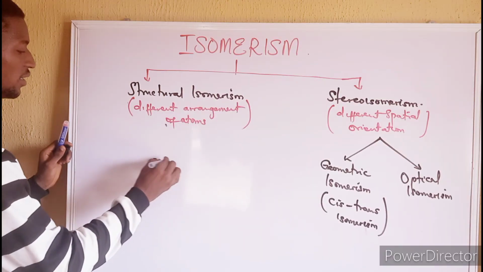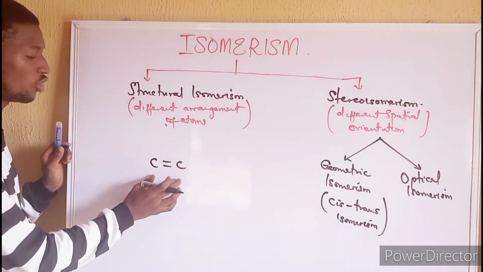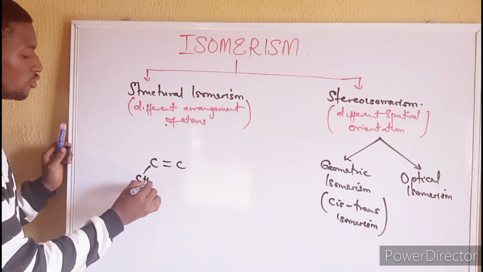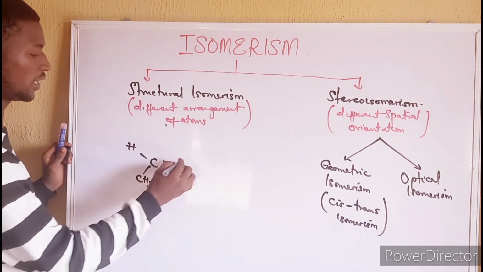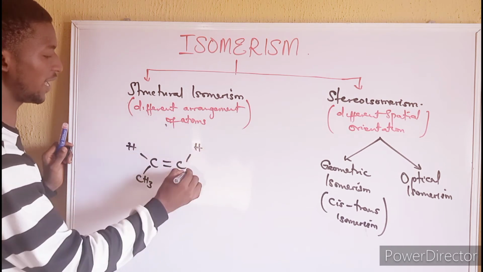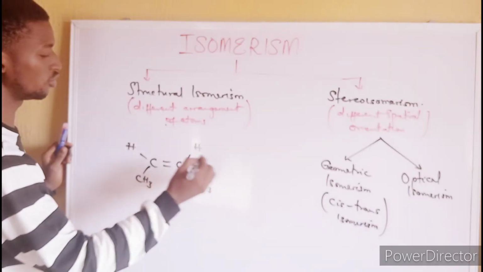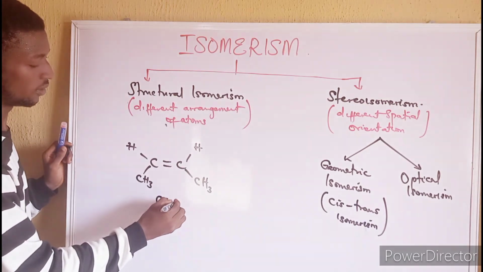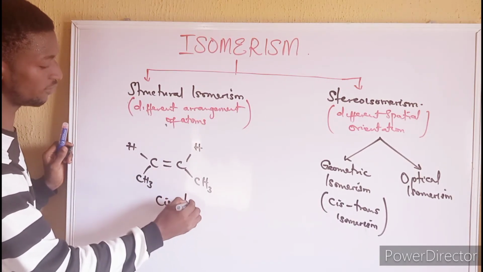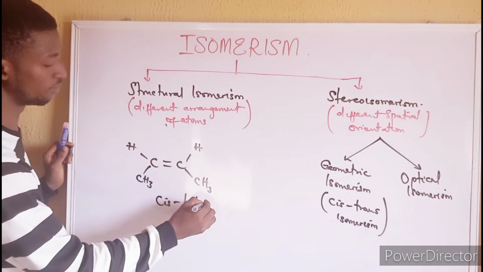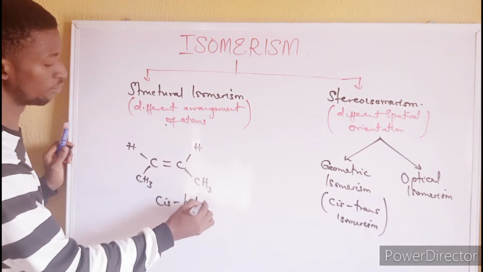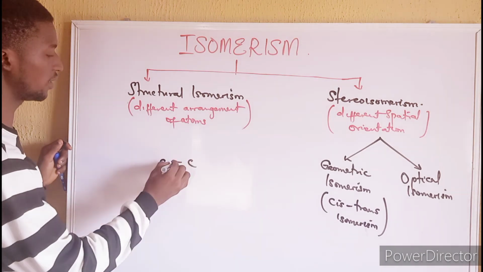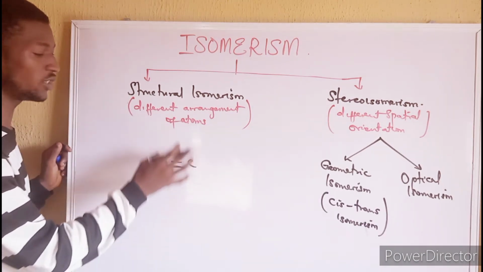You can have something like C, here you have a double bond. Don't forget, it is always around the double bond. So if I have CH3 here, H here, H here, and I also have CH3 here, in this case I'll call this one cis. Cis, we have it to be but-2-ene. I have C, C. Don't forget, it's always arranged around the double bond.